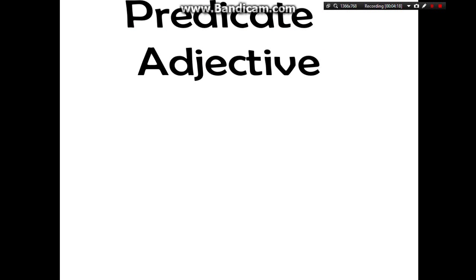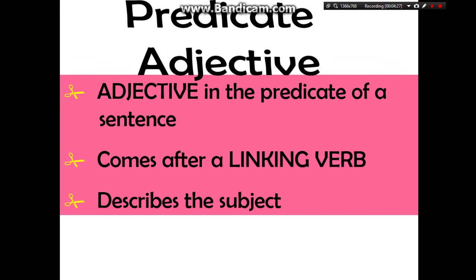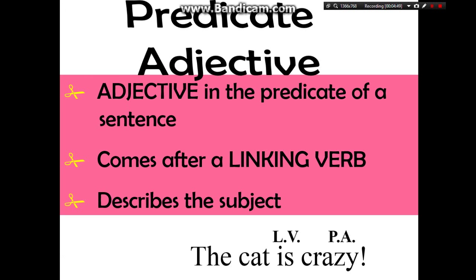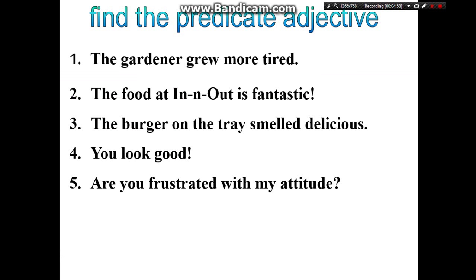Let's talk about a predicate adjective. Open up that flap, please. It is an adjective in the predicate of the sentence. These should be your 3 bullet points across the top or on the top section of your notes. It comes after a linking verb. Notice that these all come after a linking verb. And it describes the subject. It doesn't rename it, it describes it. The cat is crazy. That's what Charmin would say, at least. Is your linking verb, and crazy is your predicate adjective.